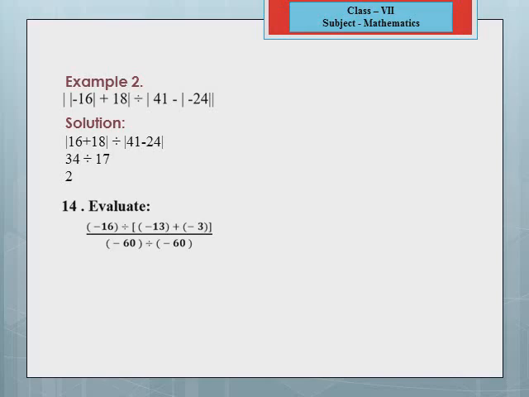The next question, evaluate. First, we will solve the bracket. So you will get minus 16 divided by minus 13 plus minus 3, you will get minus 16. Then minus 16 divided by minus 16, you will get 1. 1 upon 1, you will get 1.